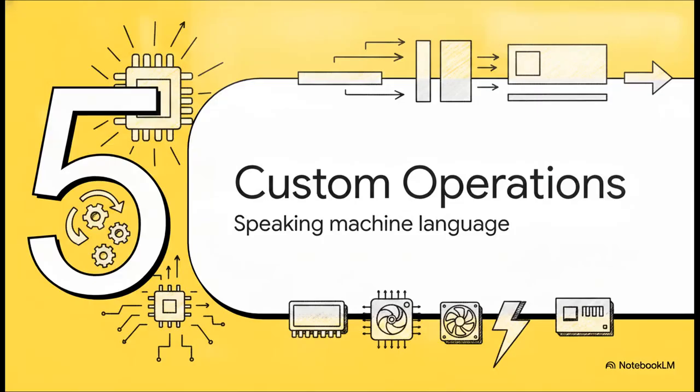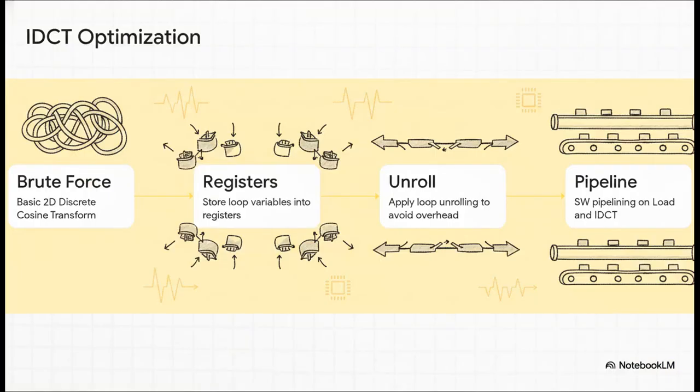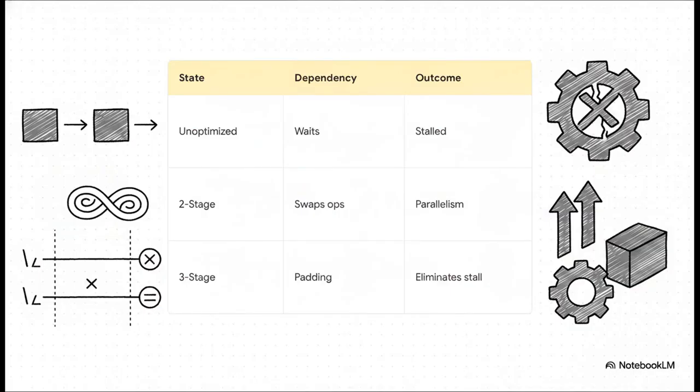Now for our final section, number 5, Hardware and Custom Operations. Let's see what it means to truly speak the machine's language. When you're dealing with intensely demanding tasks, like MPEG video processing and the inverse discrete cosine transform, a brute force approach just isn't going to cut it if you want smooth real-time video. To push the processor to its absolute limits, we have to manually layer our optimizations. That means forcing variables to stay inside fast registers, unrolling our loops to eliminate jumping overhead, and introducing some highly complex software pipelining.